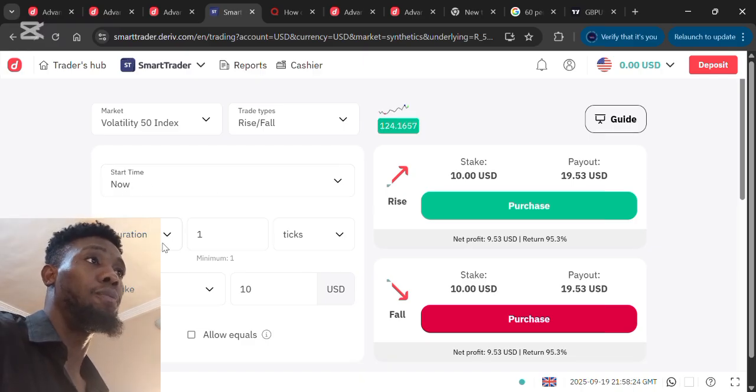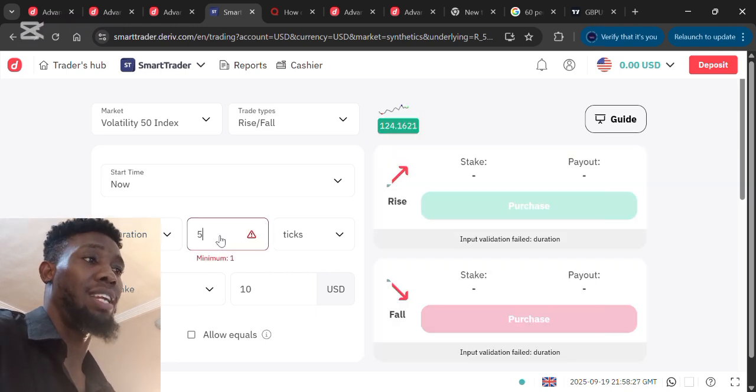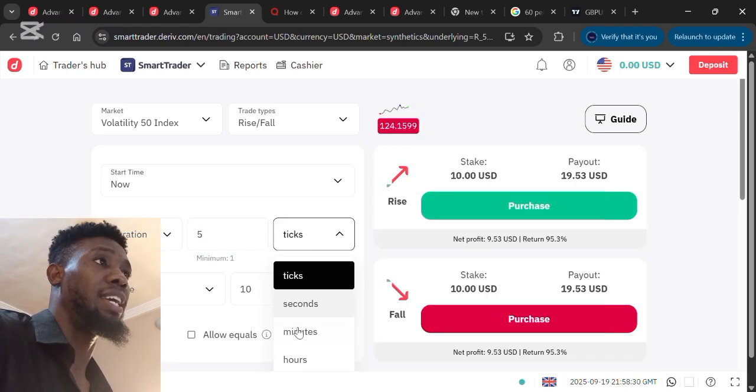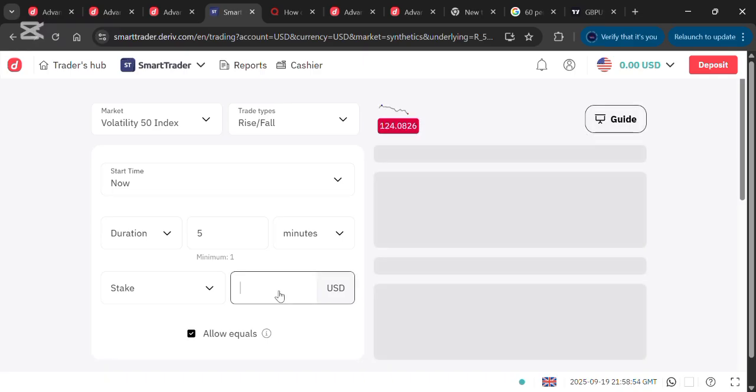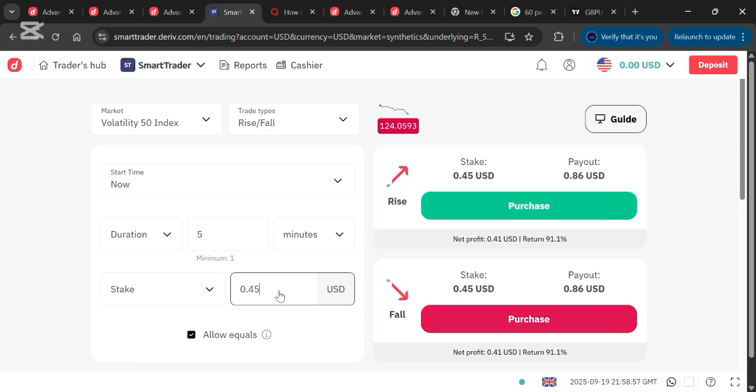Start time is now. For my duration, I use 5 minutes and above, but for this video I'll be using 5. And here you tick minutes. Unlike trading on MT5 where you use lot size, here we use stakes. So I'm going to click allow equals. Then for this video, I'll be using 0.45. I hope it goes through. I told you guys, you see, as little as 0.45 can open a trade here.